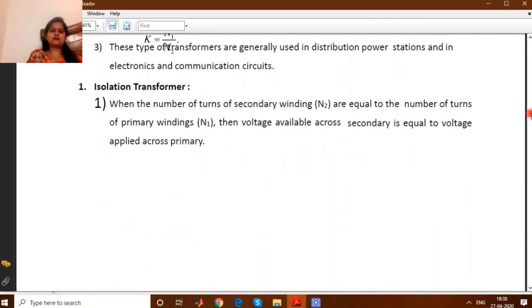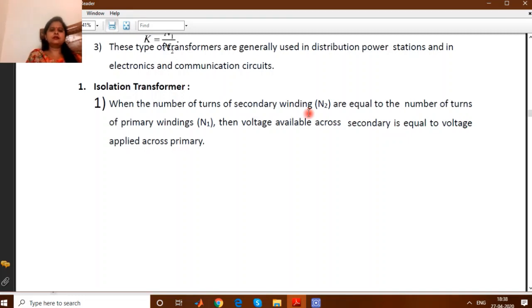The third type of transformer is the isolation transformer. These are transformers where N1, the number of turns in the primary winding, and the number of turns in the secondary winding are the same. So what is the need of a transformer when the number of turns in primary and secondary winding are the same? It means that the primary voltage V1 and secondary voltage V2 will be the same. So these transformers are used to isolate two electrical circuits. Suppose we have one electrical circuit and another electrical circuit, and we don't want any electrical connection between them.